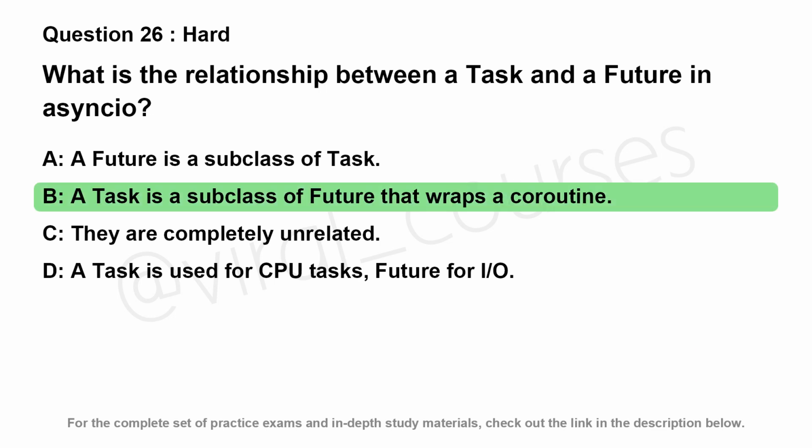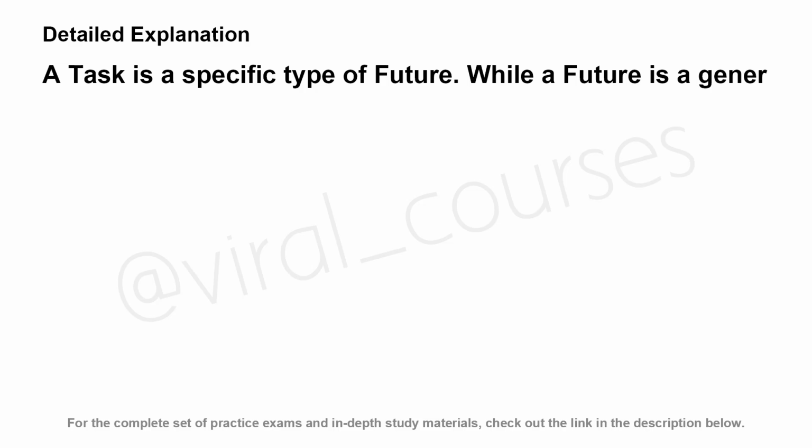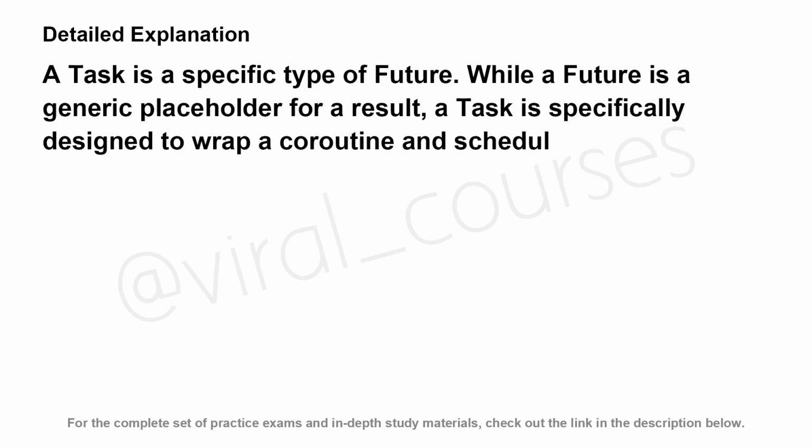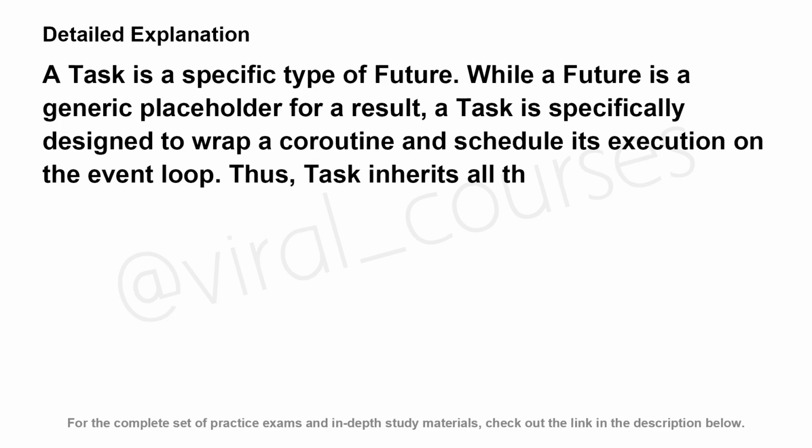The correct answer is B. A task is a specific type of future. While a future is a generic placeholder for a result, a task is specifically designed to wrap a coroutine and schedule its execution on the event loop. Thus, task inherits all the functionality of a future.